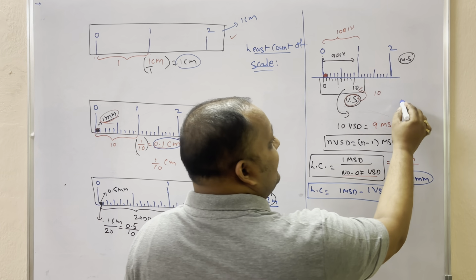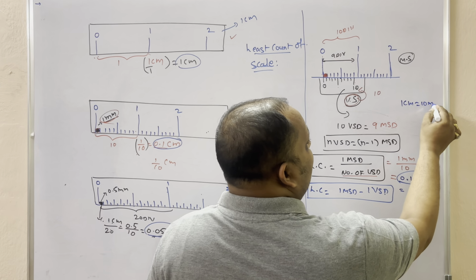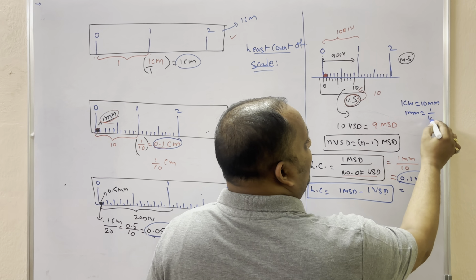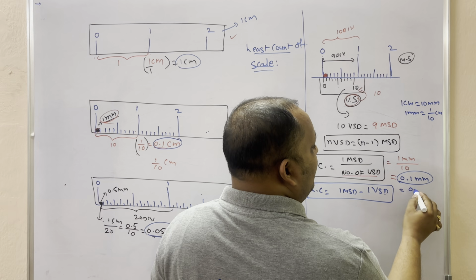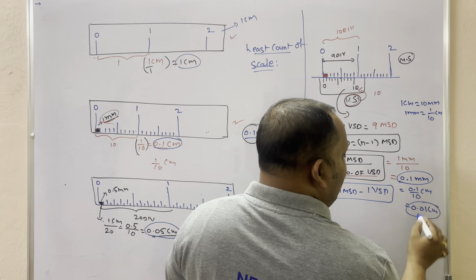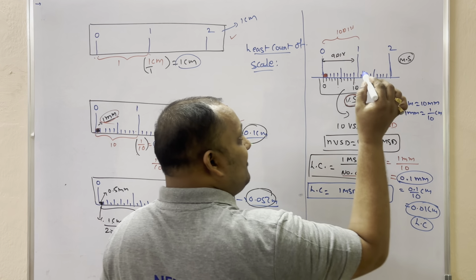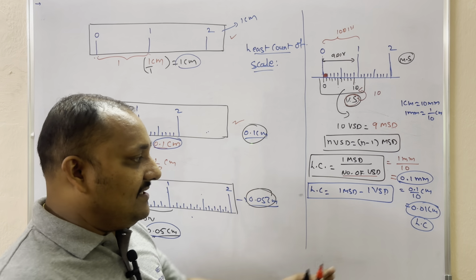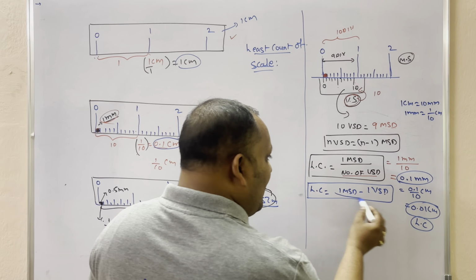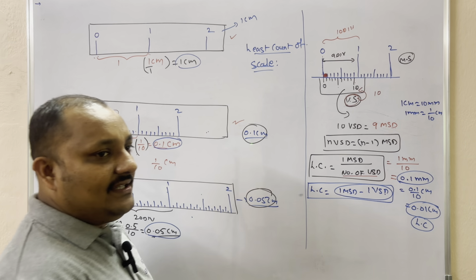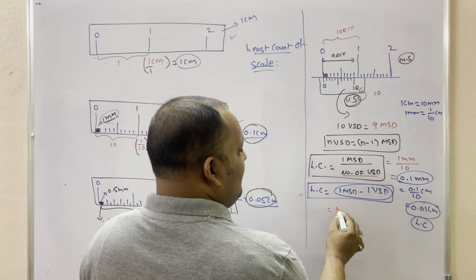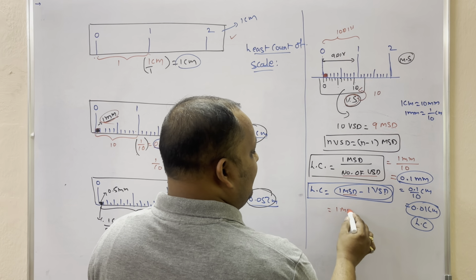If you want to convert into centimeters, 1 centimeter is equal to how many millimeters? 10 millimeters. Therefore 1 millimeter is equal to 1 by 10 centimeters. If you do 0.1 by 10, you get 0.01 centimeters. Therefore the least count of this vernier calipers is 0.01 centimeters. Now if you use the other formula, you should get the same answer. Let us see whether we get it or not.